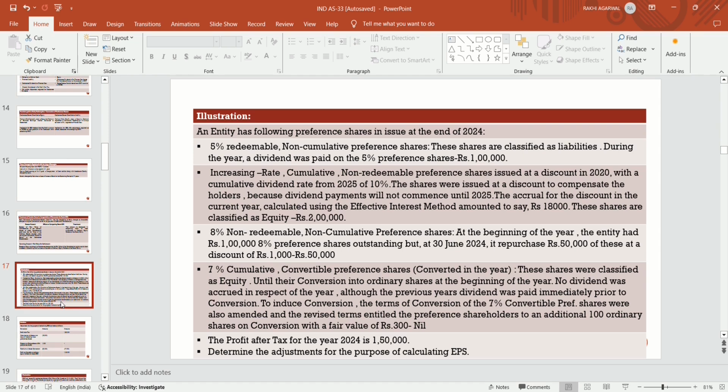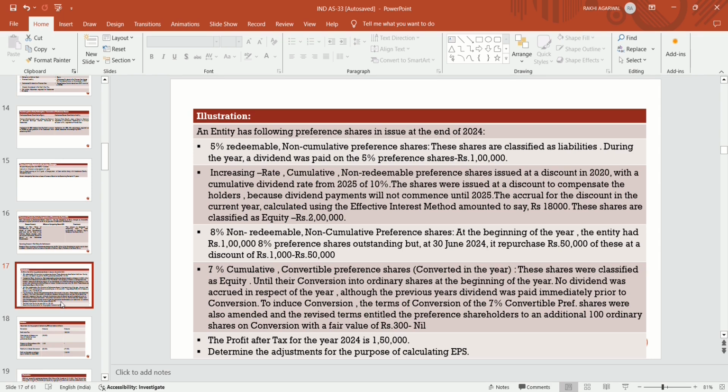Suppose an entity has the following preference shares in issue at the end of 2024: 5% redeemable non-cumulative preference shares. They are 5%, redeemable, meaning they will be redeemed within a period, and non-cumulative, meaning the dividend is not cumulative in nature; it is discretionary. The dividend is paid at the discretion of the management. These shares are classified as liability. Obviously, they are classified so because there is an obligation to pay cash, as they are redeemable in nature.